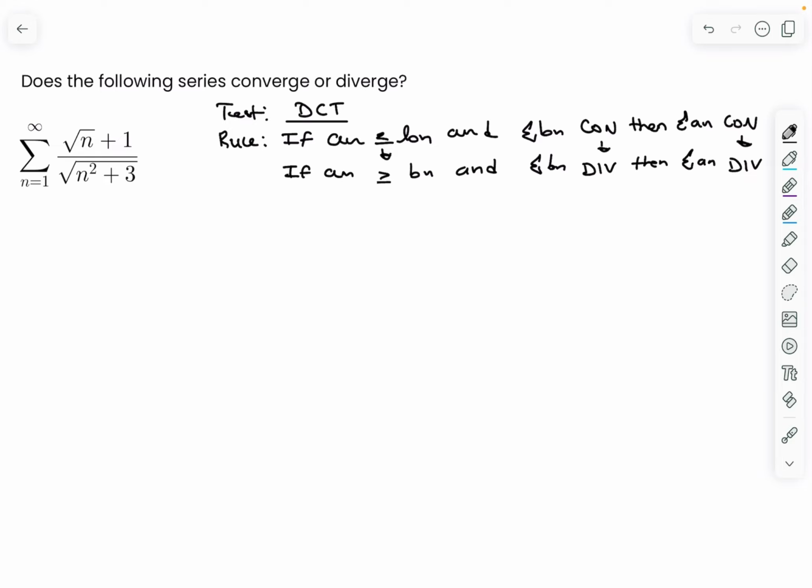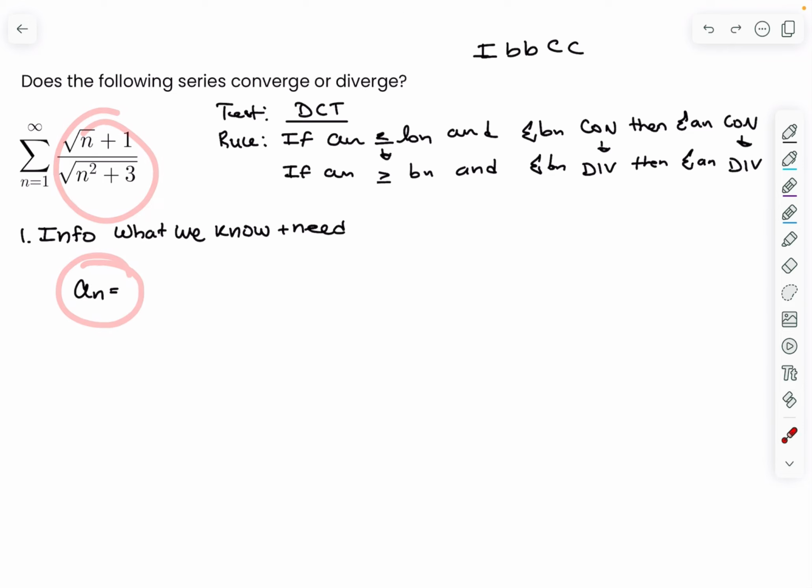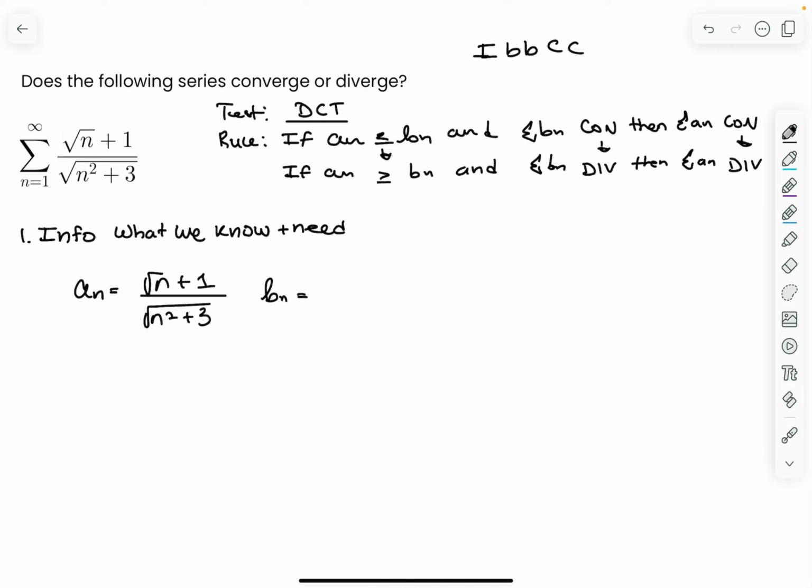Alright, so DCT is 5 simple steps. I remember it is IBB, CC. I stands for information, so the information that we know plus the information that we need. What we know is that our sequence A of n is always the given sequence, and then what we need is to find our B of n.